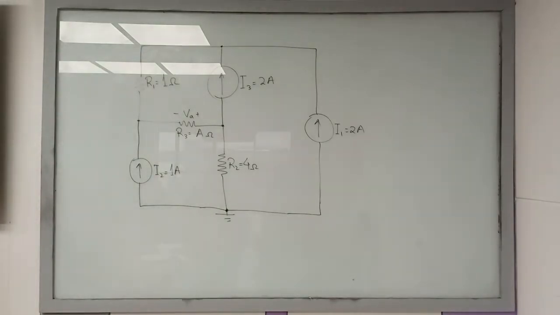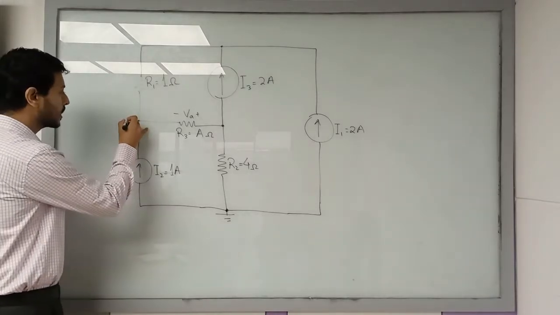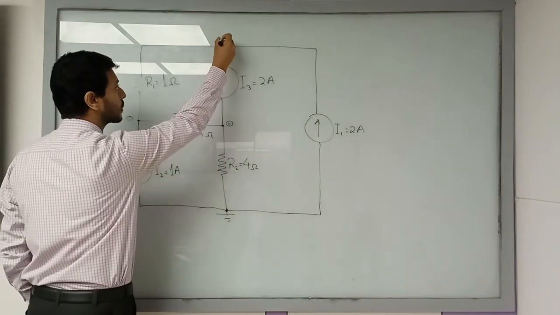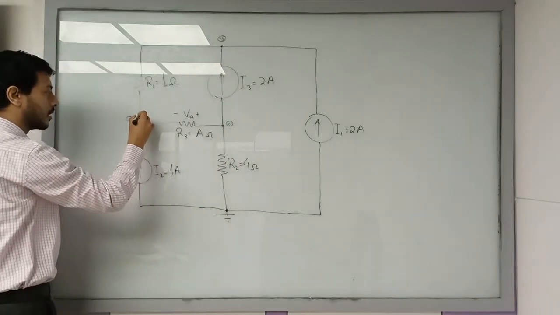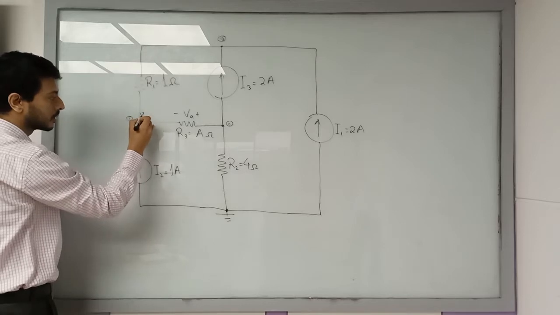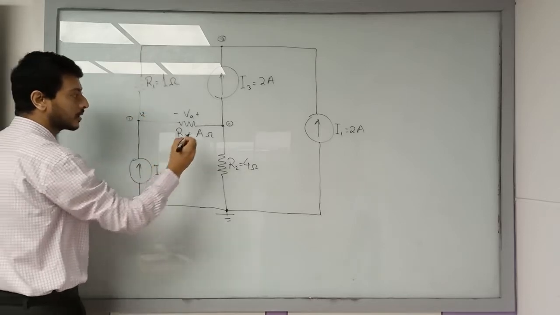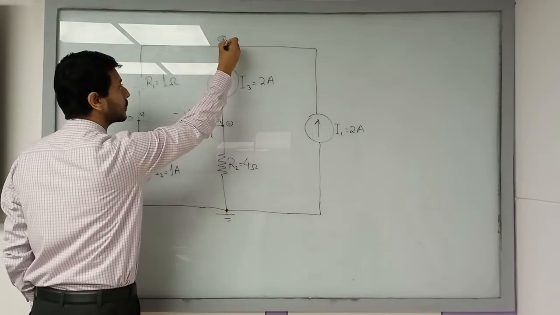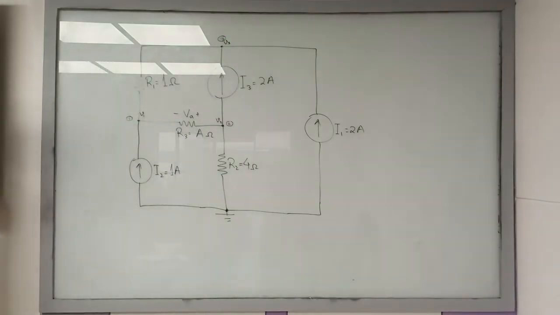So you need to name all the node voltages first. If I consider this as node 1, this as node 2, and this as node 3, you can name them V1, V2, and V3. Then you have to name all the currents coming out and going inside these three nodes. You have to mark them, name them.